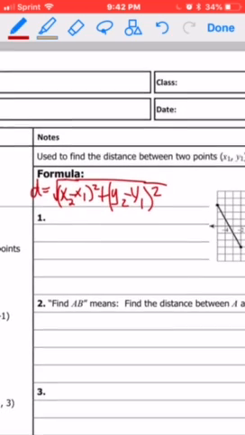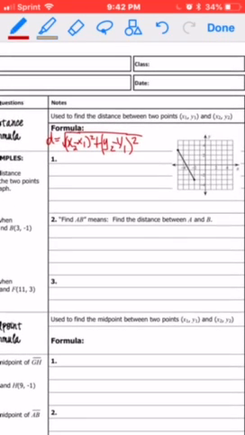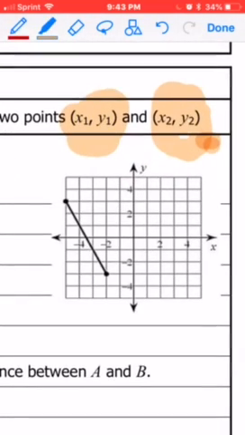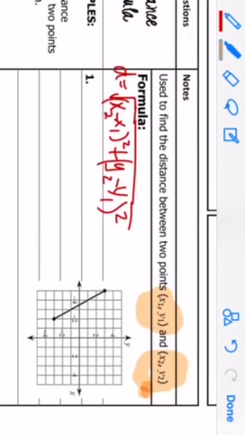And x2, y2, x1, y1, those come from coordinate points. Kind of like if you were finding slope in algebra 1, you have 2 points. The first set of points, obviously they're x comma y. That's what a coordinate point is. So the first set of points are given 1s, and the second set of points are given 2s.